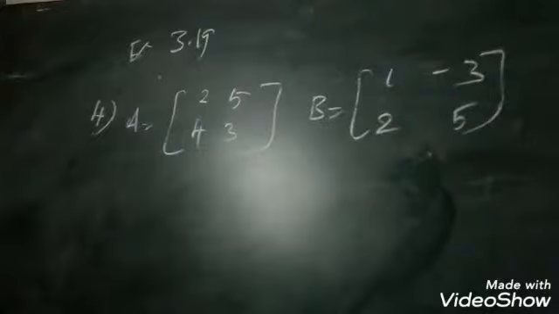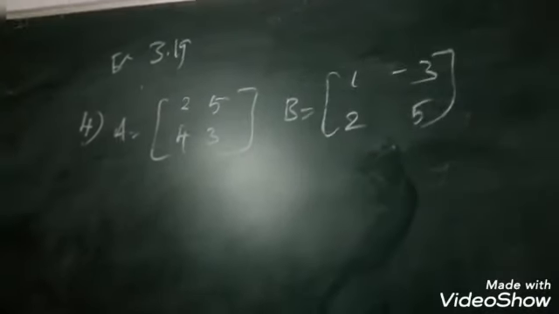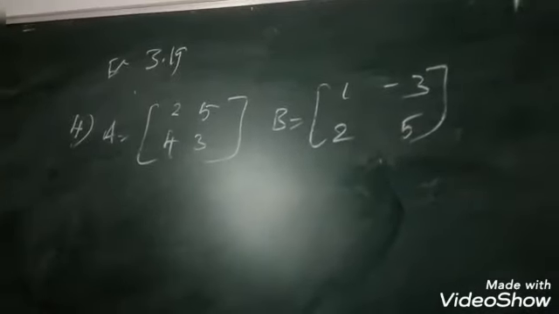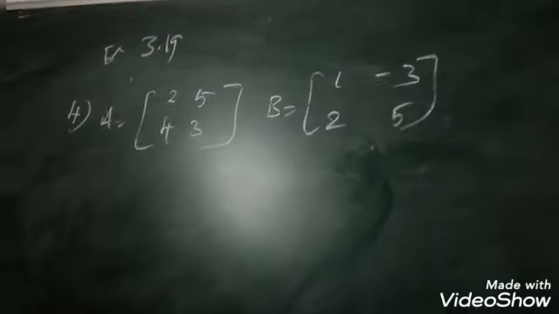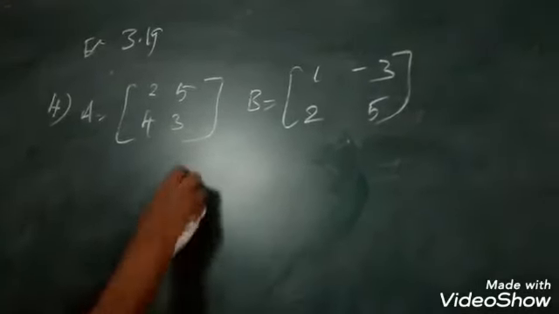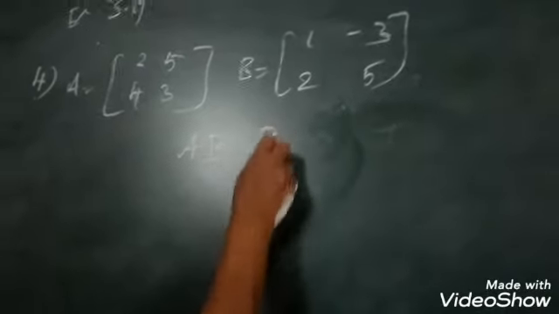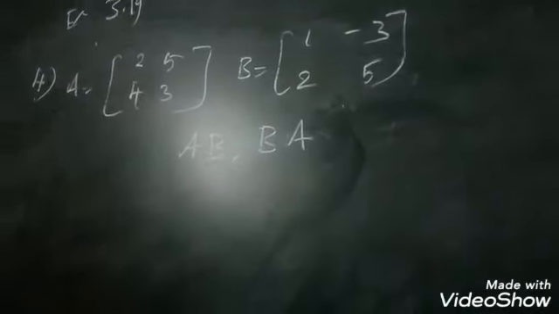See the fourth sum, girls. A matrix is given: 2 5, then 4 3. B matrix is 1 minus 3, 2 5. Find AB and BA. AB you want to find out, and BA. Then check whether AB is equal to BA.